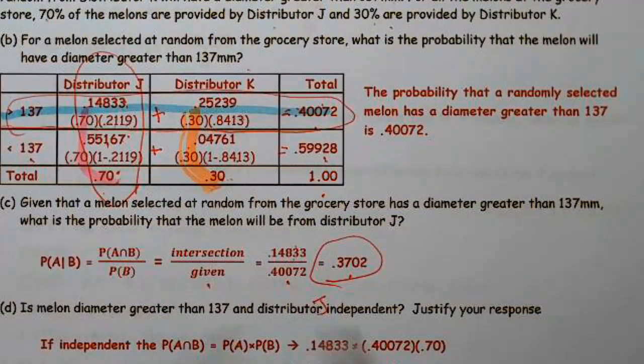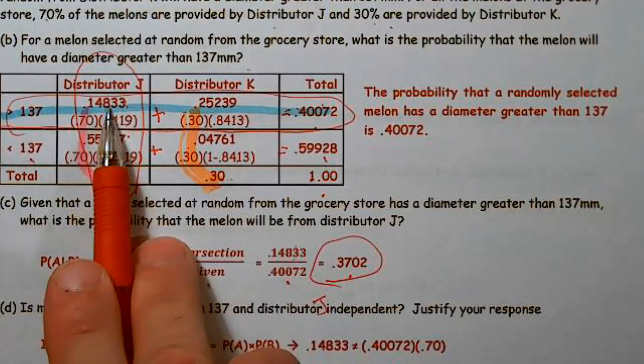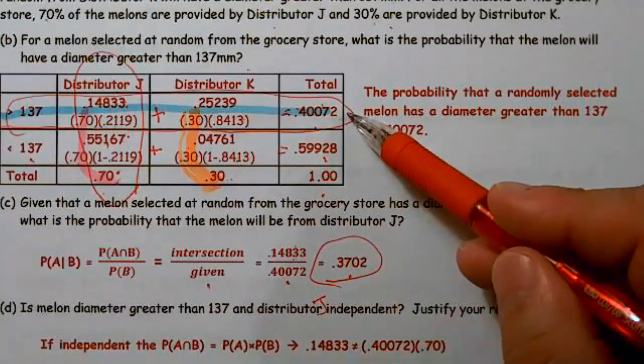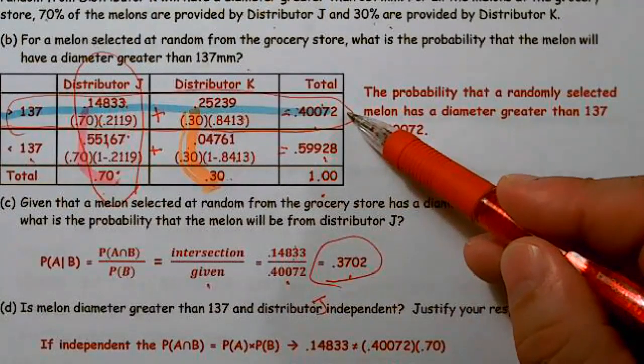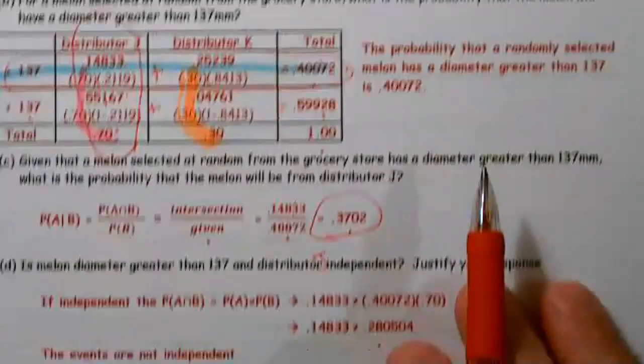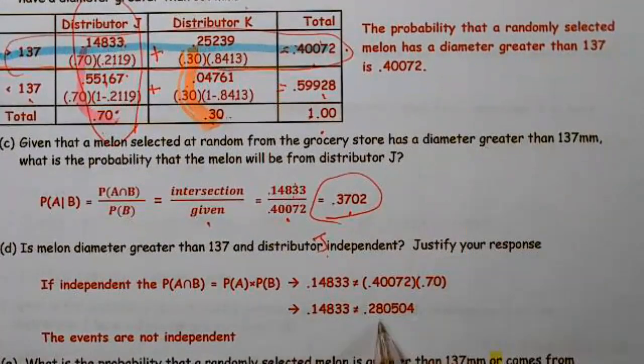All right, my intersection is 0.14833. And they said it had to be greater than 137, so this is 0.40072, that's the probability of that. And for distributor J, this would be 0.7. So this times this needed to equal that. When I multiply them together, they're not equal, therefore they're not independent.